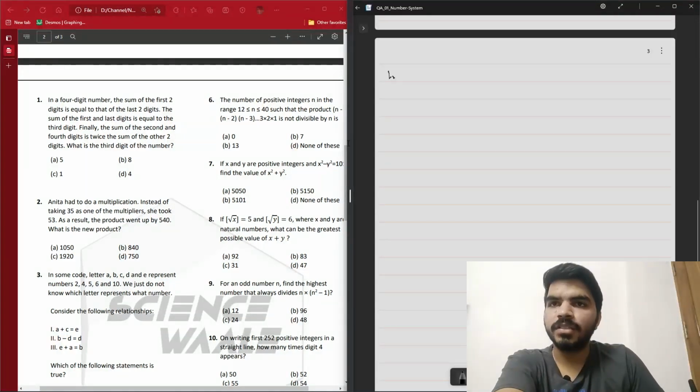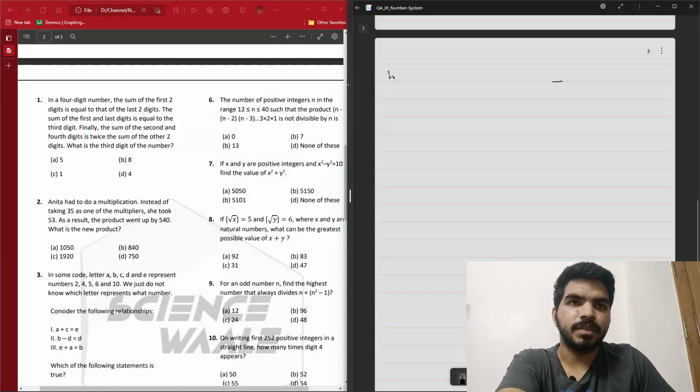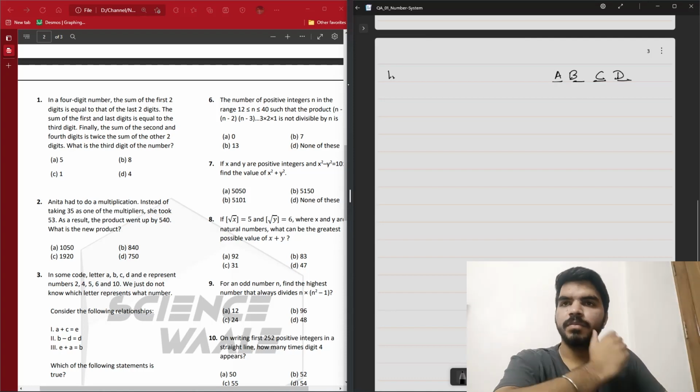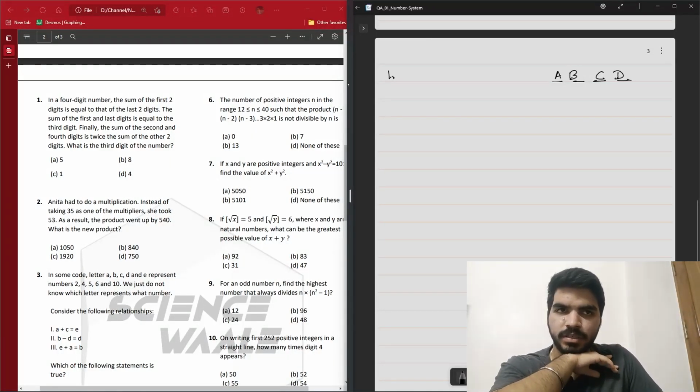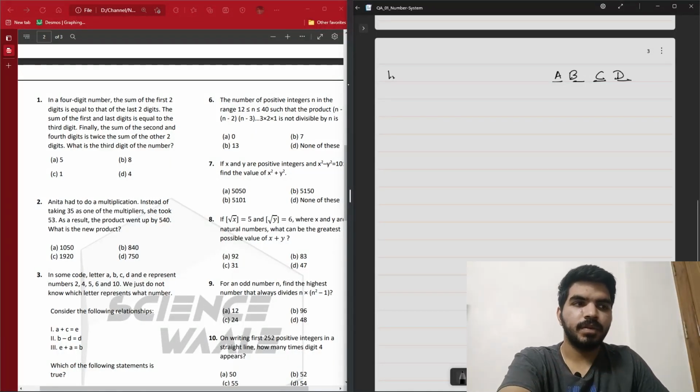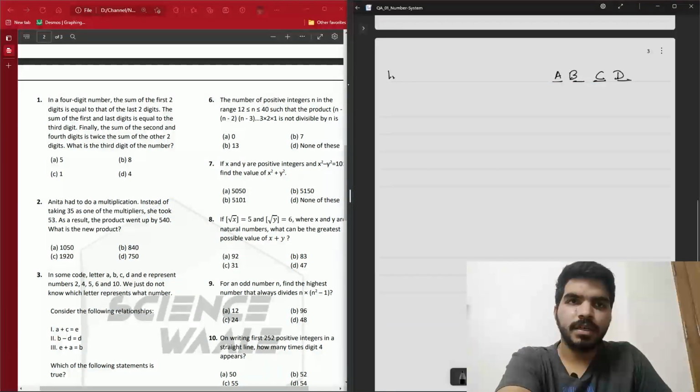In a 4-digit number, let's make 4 places: A, B, C, and D. A whole number. The sum of the first two and last two digits are equal. So we can say A plus B is equal to C plus D.